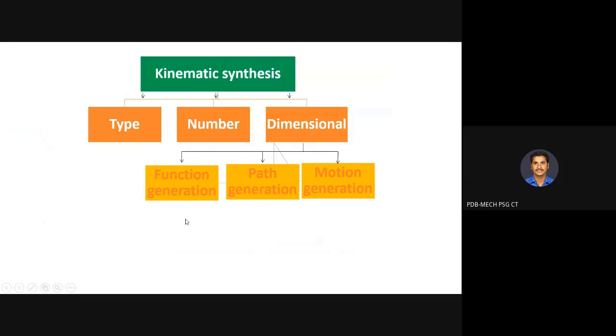So to summarize, we have seen kinematic synthesis: type synthesis, number synthesis, and dimensional synthesis. We are going to give more attention and focus to dimensional synthesis as far as your syllabus is concerned. As far as the syllabus is concerned, we are going to look at dimensional synthesis. There we are going to concentrate on three classifications: function generation, path generation, and motion generation. In order to identify the dimensions of the links, there are three approaches: function generation, path generation, and motion generation.